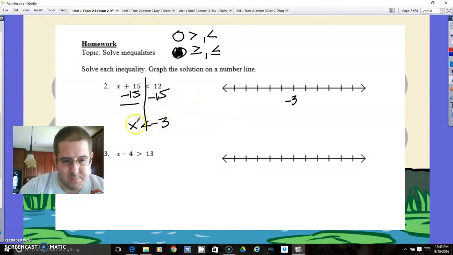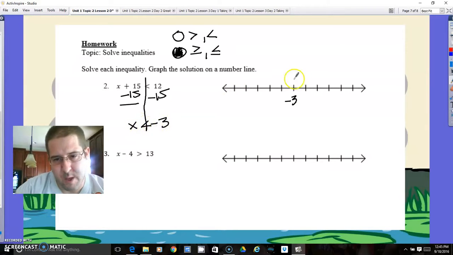So you might want to ask yourself, well, can x be -3? No, it can't, because it just says it must be less than. So it's an open circle, and it's pointed to the left because every number that's less than -3 is to the left. -4, -5, -6, -7, -8, and so forth.